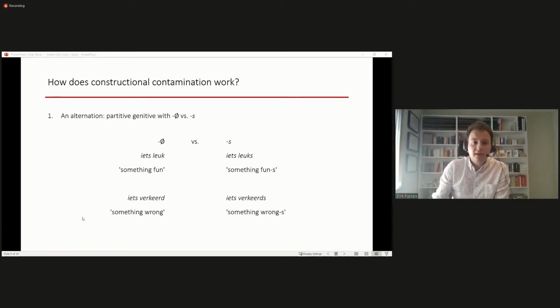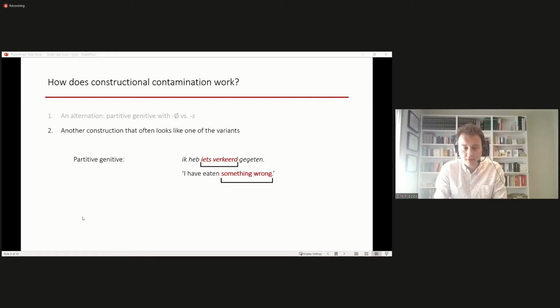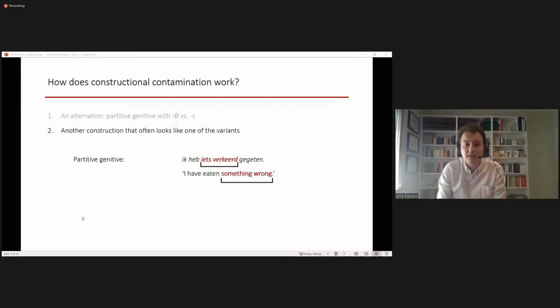Step two is that you also need another construction that often looks like one of the variants on the surface. So for instance, here you see a sentence containing a partitive genitive. Ik heb iets verkeerd gegeten. I've eaten something wrong. So iets and verkeerd together form a noun phrase, just as in English. And they do so in a partitive genitive construction, right? First the indefinite pronoun and then the post-modifying adjective.